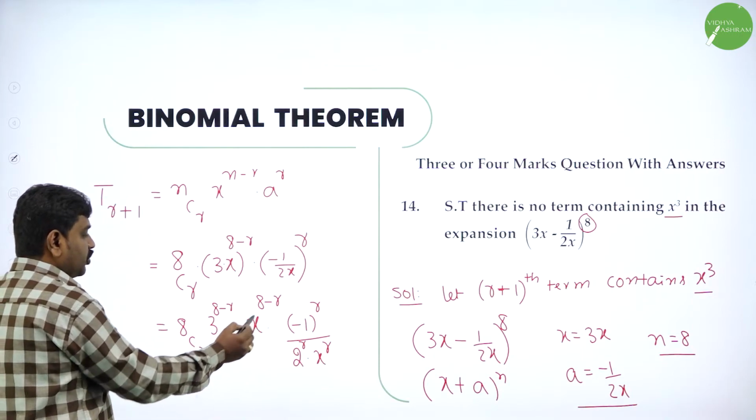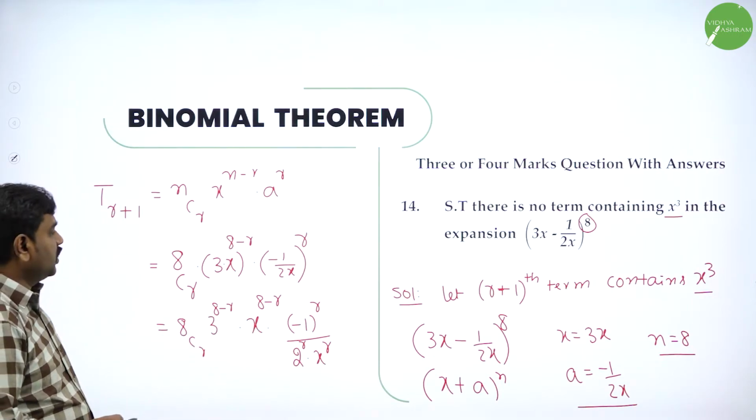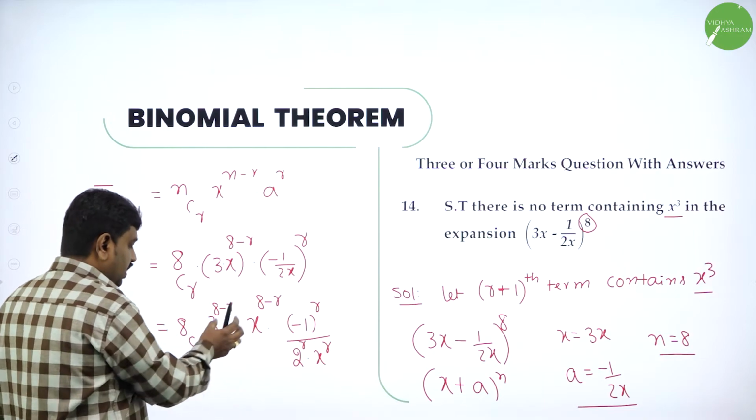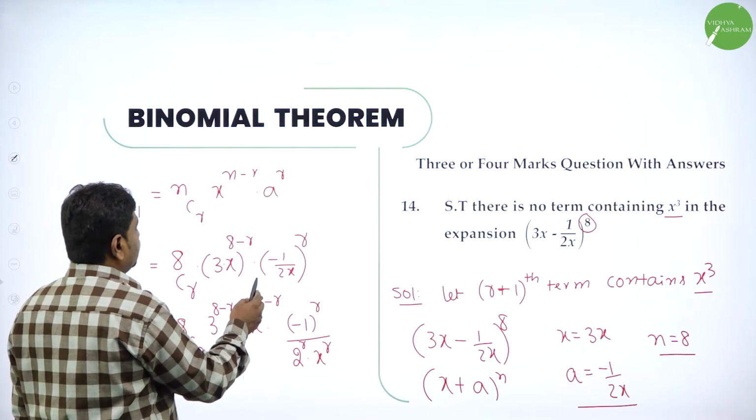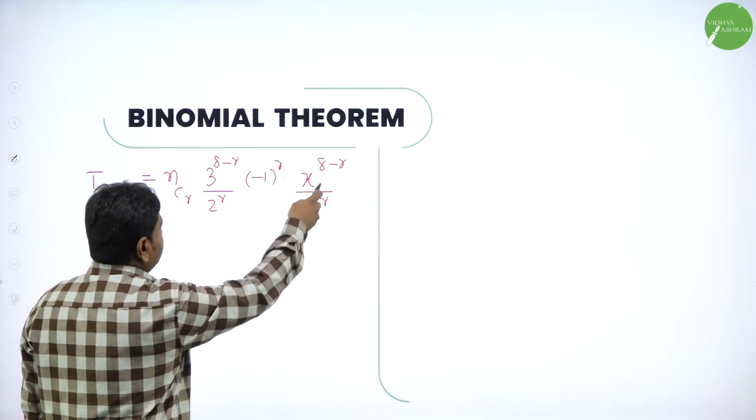You know, product is commutative, however you want you can multiply. Now what I have done, minus 1 power r I will put in the beginning, and 2 power r I will take to the beginning. So after that the x powers are separated. Here the x powers are separated.